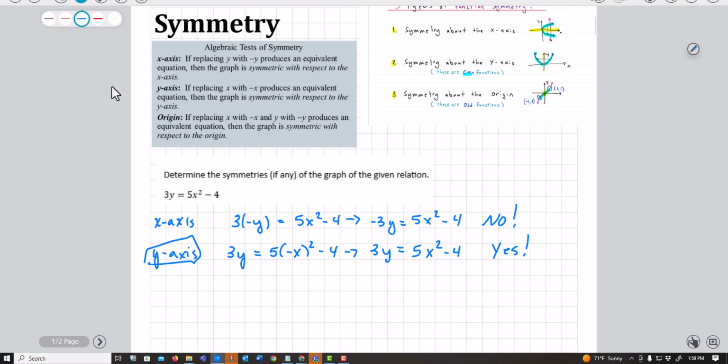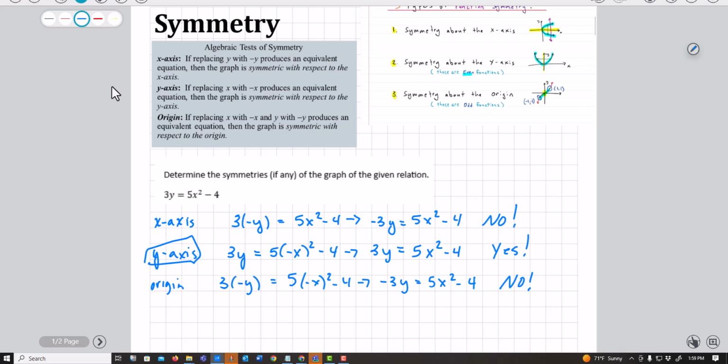To be complete, you should always check if it's symmetric with the origin as well. So with the origin, you replace both your y and your x with the negative. Minus 4. I get negative 3y equals 5x squared minus 4. So this certainly does not look the same.